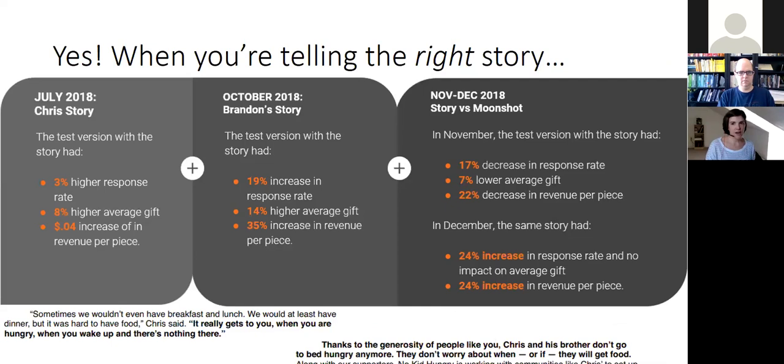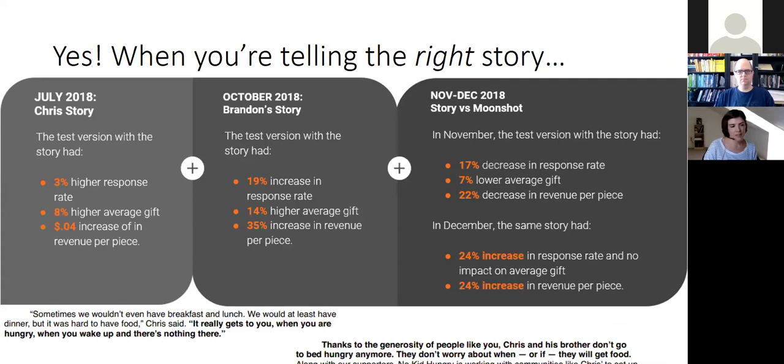So what we found was that the stories do work when you're telling the right story. So just to give you an idea of what that language looked like in the Chris test, it's down here at the bottom. "Sometimes we wouldn't even have breakfast and lunch. We would at least have dinner, but it was hard to have food," Chris said.